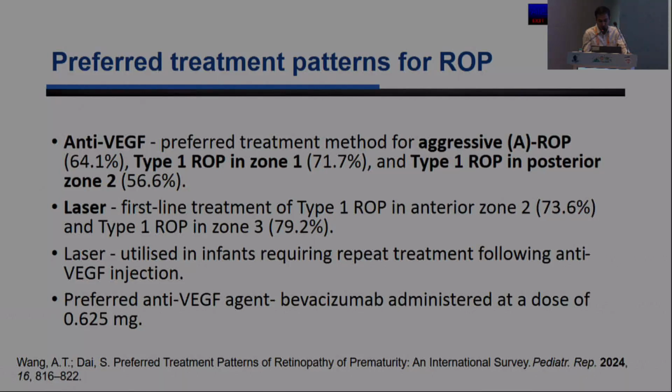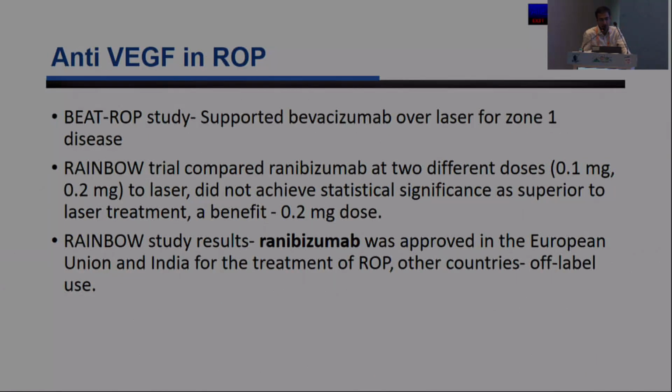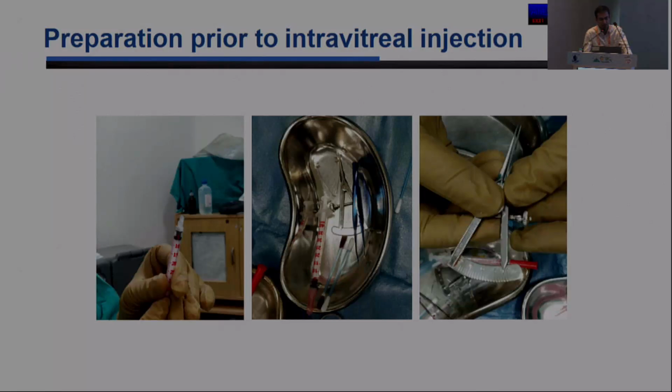So the preferred anti-VEGF being used by the majority is bevacizumab in half the adult dose. The BEAT ROP study and the Rainbow trial have given the evidence that anti-VEGFs can be used for ROP. Ranibizumab has been approved after the Rainbow trial for its use in retinopathy of prematurity, and it continues to be an off-label use in other countries. DCGI approval has also been given for ranibizumab.